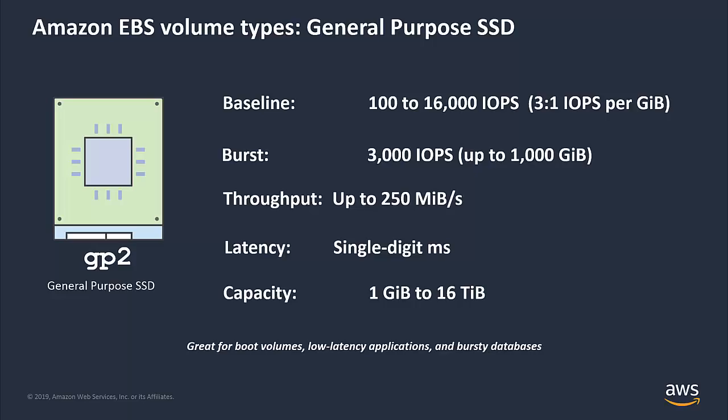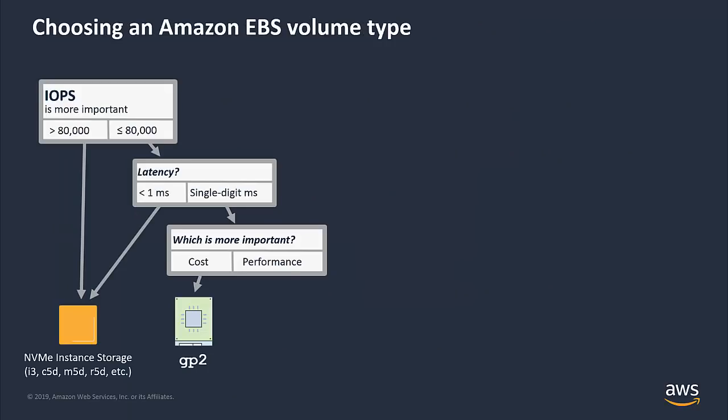Because of its bursting capabilities, GP2 volumes are ideal for boot volumes, as well as bursty, IOPS-driven workloads. So GP2 volumes are a good choice if your workload is IOPS-driven and cost is the most important factor to you. But if performance consistency is more important, then you'll want to choose IO1 volumes.